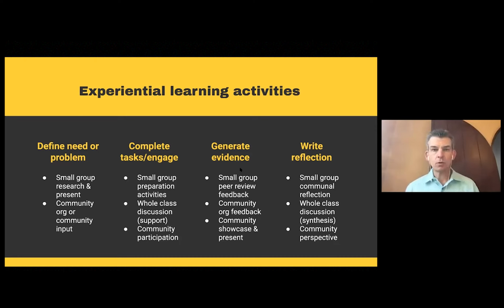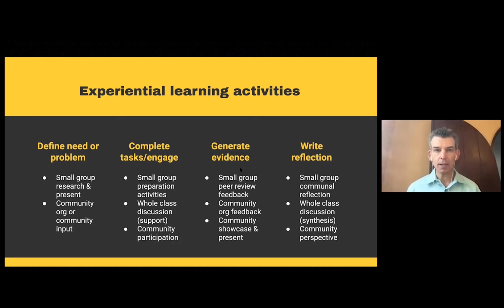Next, students are going to be generating evidence of what they're doing, and so we want to provide avenues for small groups to do peer review feedback. We want to provide avenues for the community organization with which the students are working to provide feedback. And we also want to provide places for students to give presentations or do showcases to share the final products and results with the community itself.